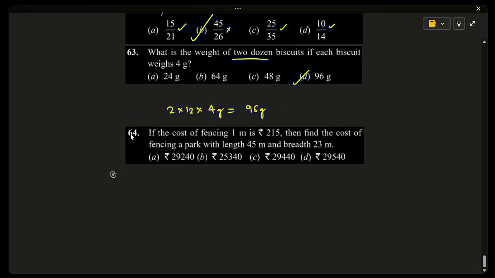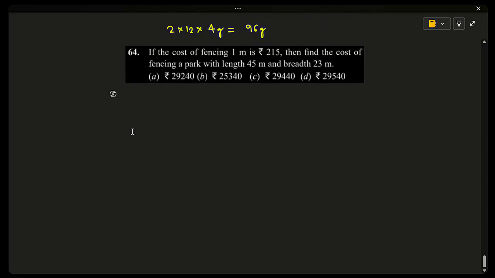64th one. If the cost of fencing 1 meter is 215 rupees, then find the cost of fencing a park with length 45 meters and breadth 23 meters. So there is a park in rectangular shape, length is 45 meters and width is 23 meters. So fencing is done at the perimeter. So first let us find the perimeter.